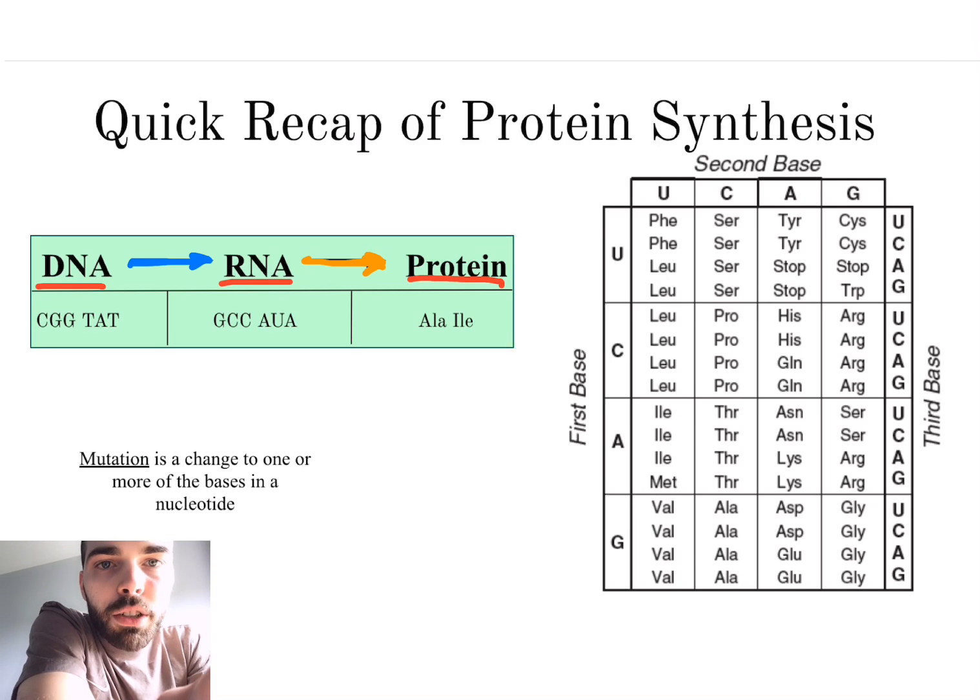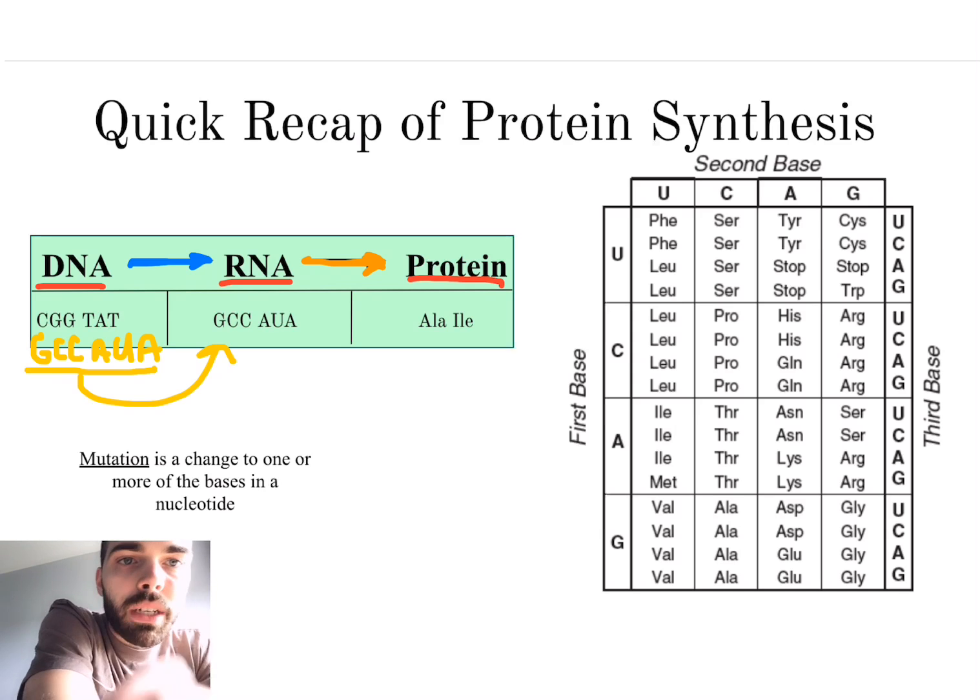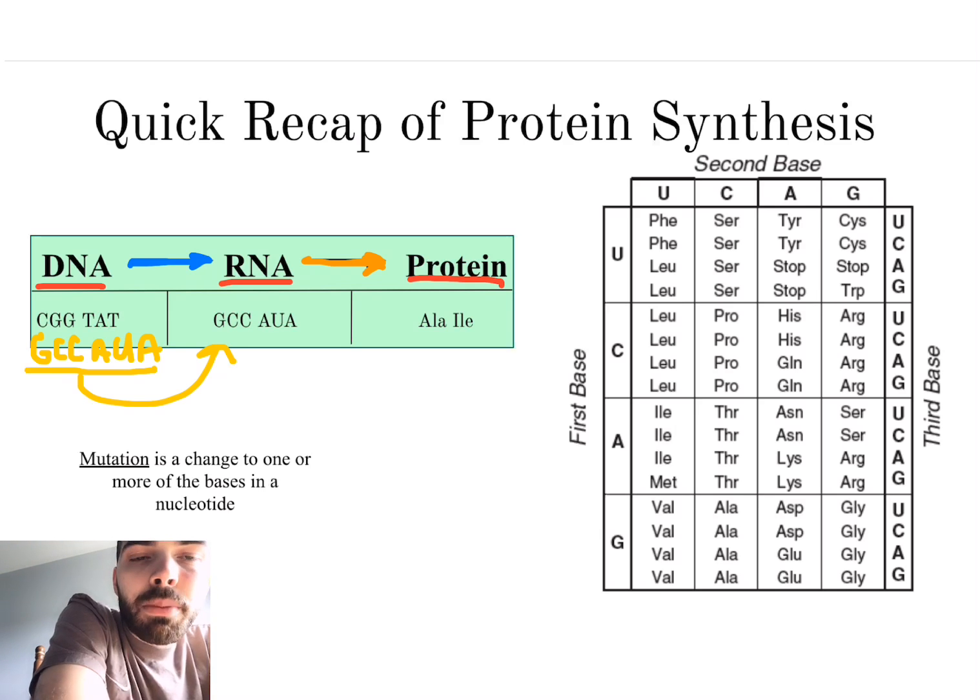So very quickly, if we wanted to transcribe this piece of DNA that I have, C would pair with G, G would pair with C, G would pair with C, T would pair with A, A would pair with U, T would pair with A. That sequence right there is what I've written in this box, because that's our piece of RNA. We just transcribed the DNA into RNA.